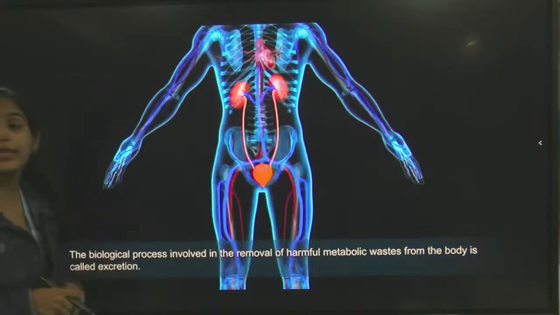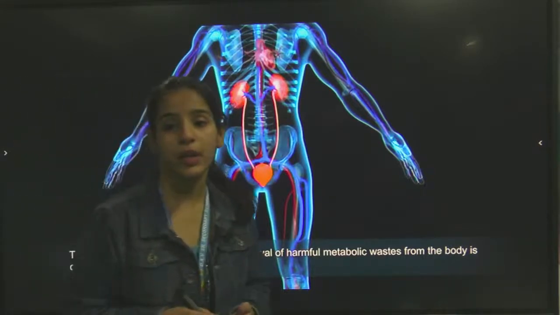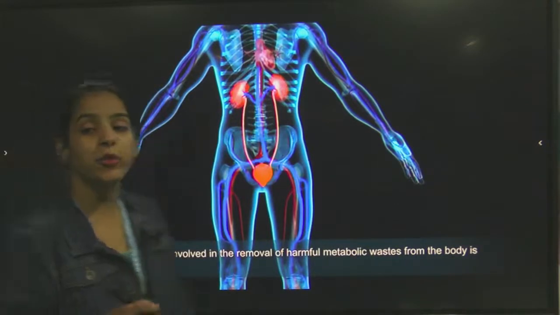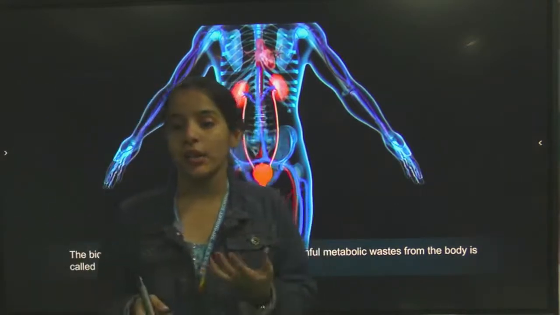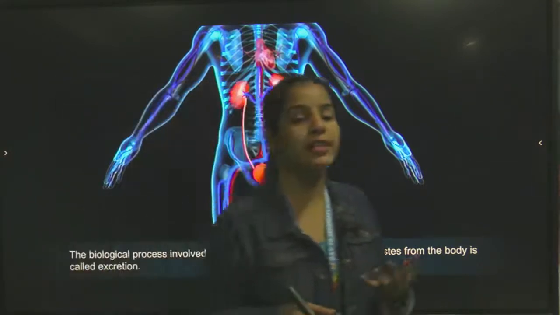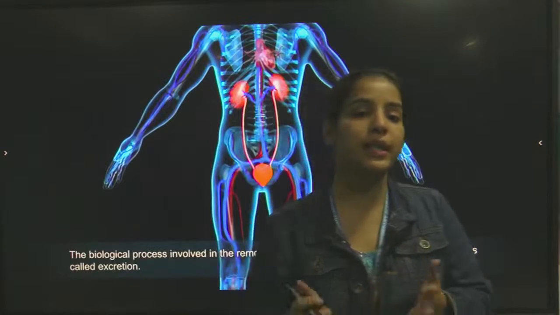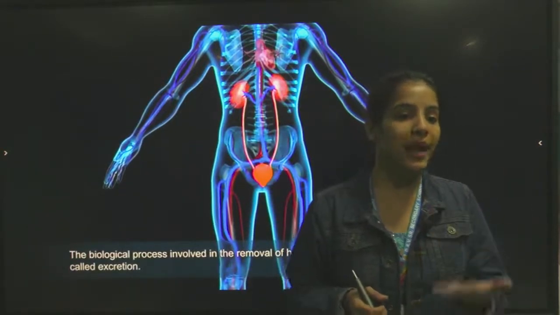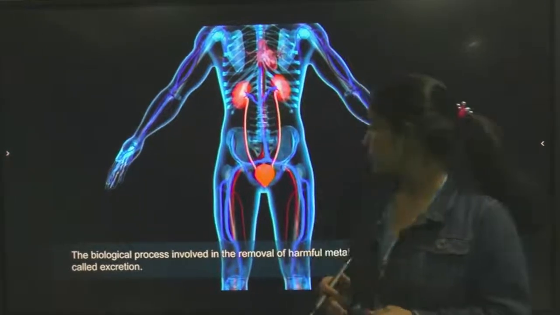So yes, what is excretion? Excretion is basically a biological process that removes the metabolic waste from our body. That is called excretion. Metabolic waste, like what is metabolism? Basically all the chemical activities that occur in our body are called metabolism. Clear? Okay. We go further.